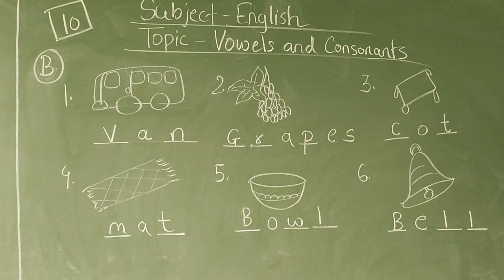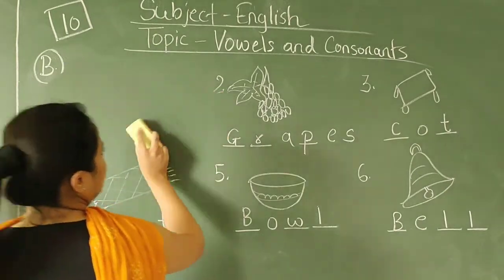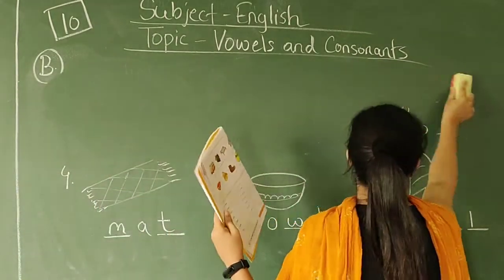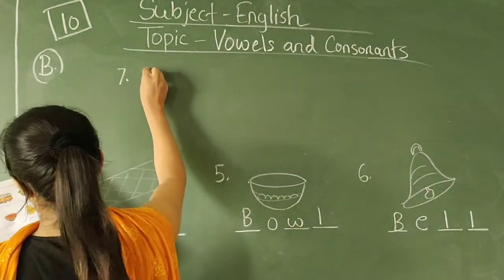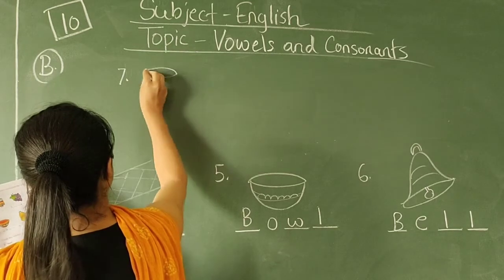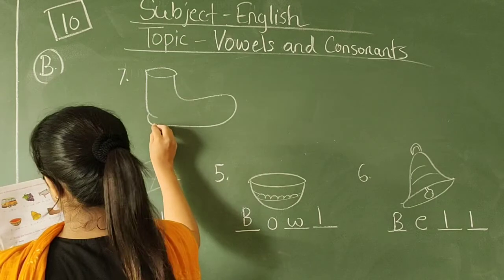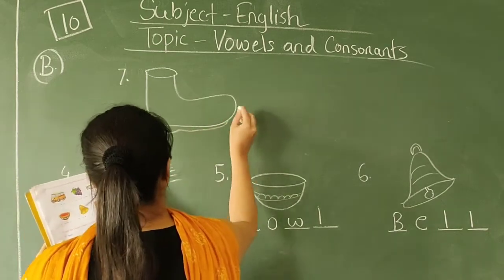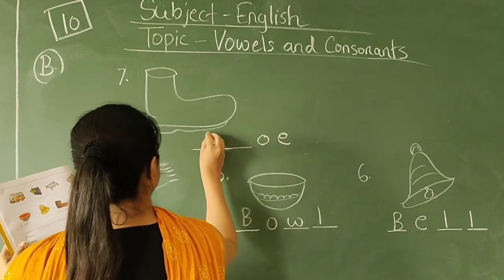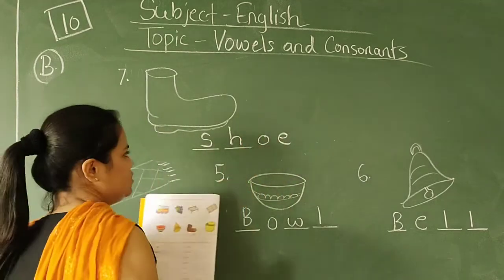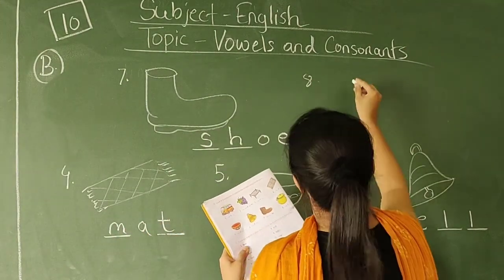Done this. I hope you all have completed. And here we have number 7 and number 8 pictures also. So I am making it here. Number 7 picture is of, what is that picture, which we wear on our legs? So this is a picture of blank blank OE, that is SHOE, shoe. And the last one, picture number 8.